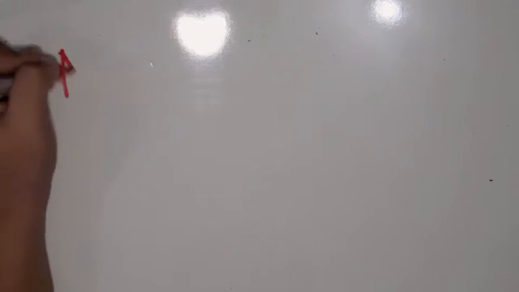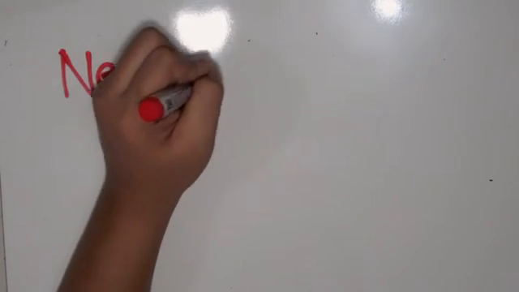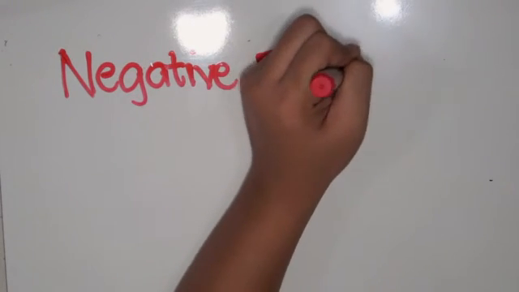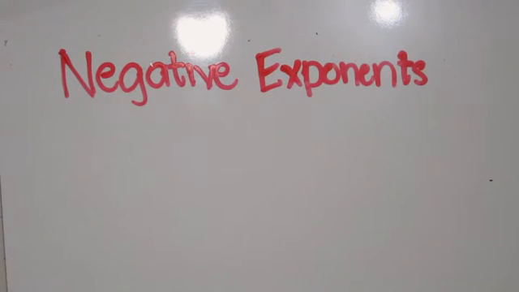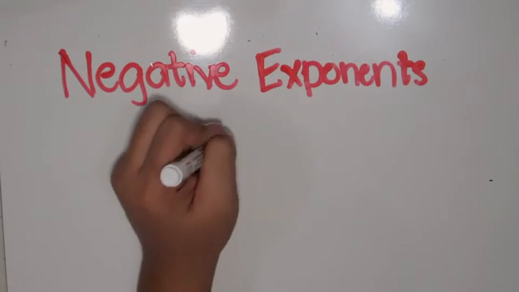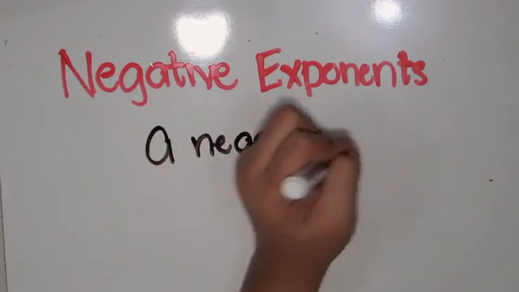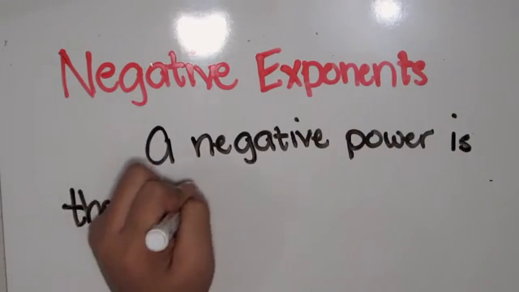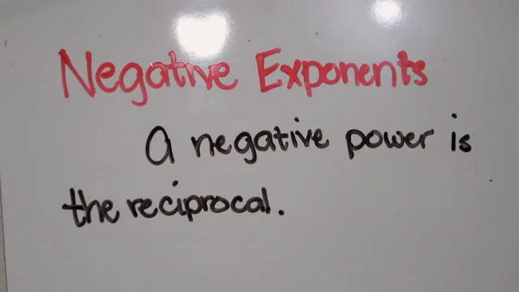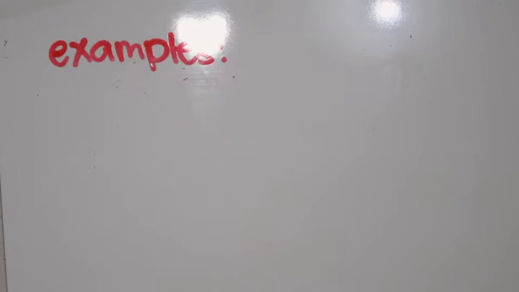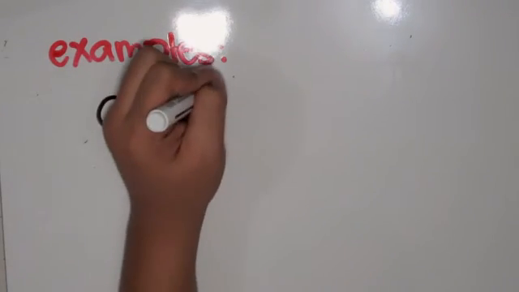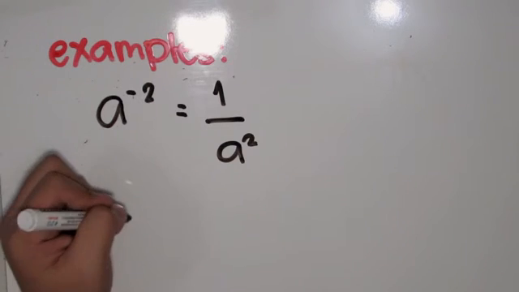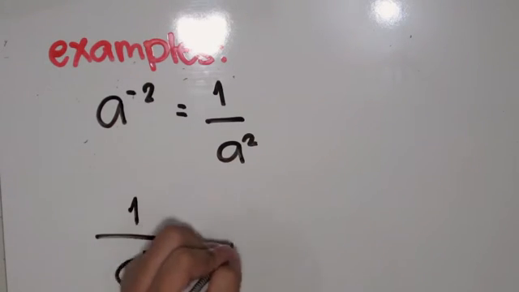Now we'll talk about the negative exponent, wherein a number raised to a negative power is always its reciprocal. Let's give some examples. a raised to negative 2 equals 1 over a squared. 1 over a raised to negative 2 equals a squared.